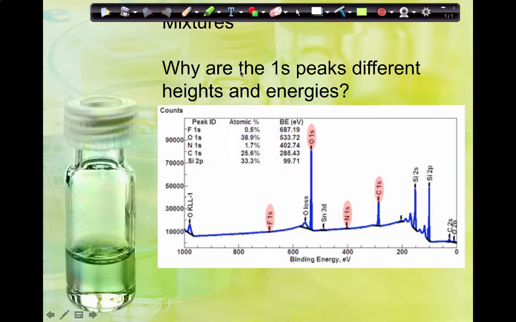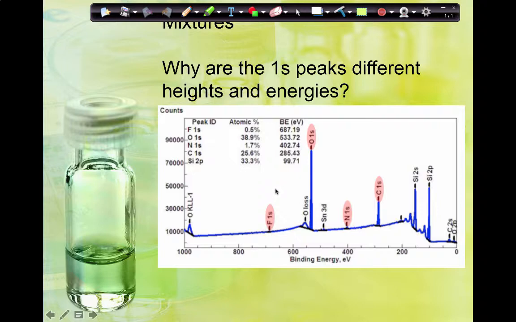Now, I wanted to show you this one because, first of all, it's not very pretty. All the ones that you've seen so far have been nice and clean. This is a PES which has a mixture of different elements in it. It's the same information, it's very ugly. Now, it tells you ahead of time that it's a mixture. So it tells you that fluorine's at 0.5, oxygen's about 40%, nitrogen's about 2, carbon's about 26, and so on.